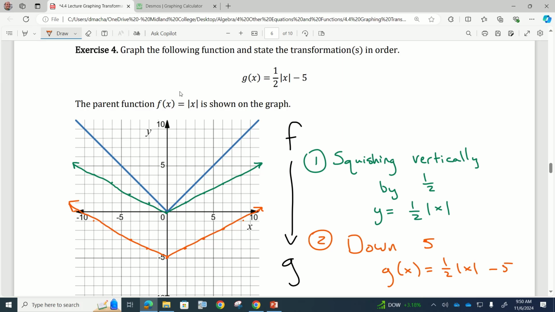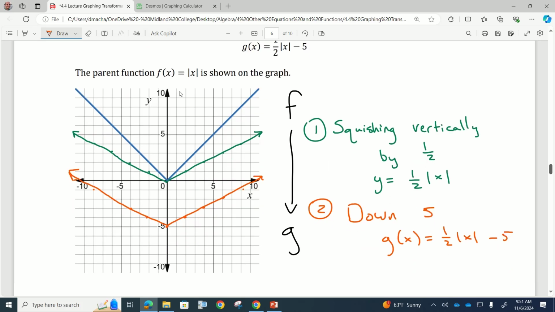Okay? Make sense? I say the order matters. If I had moved that blue curve down 5 units and then moved all the points half the distance to the x-axis, I would end up with a different answer. You'd get the wrong answer if you did those transformations out of order. And so that's why we move horizontally, and then we stretch and squish, and then we move vertically.